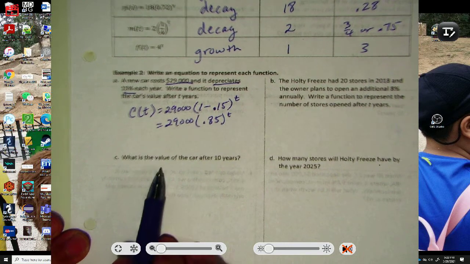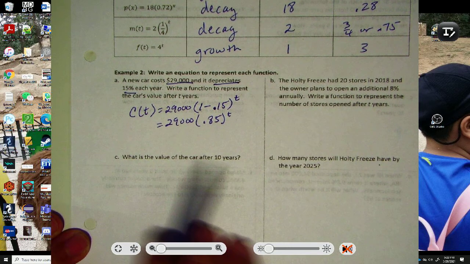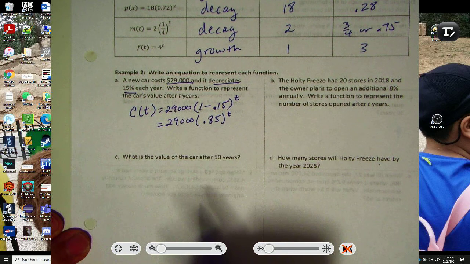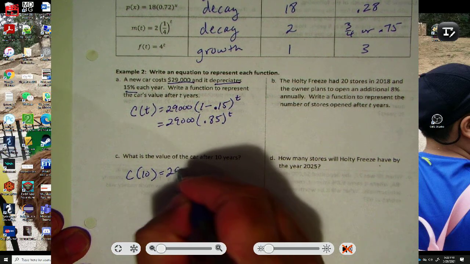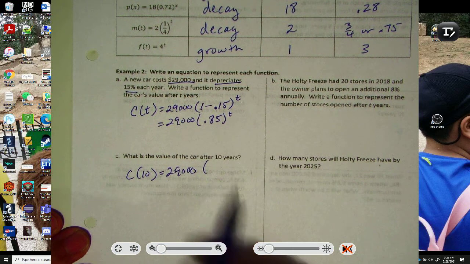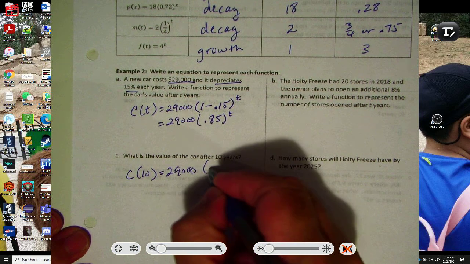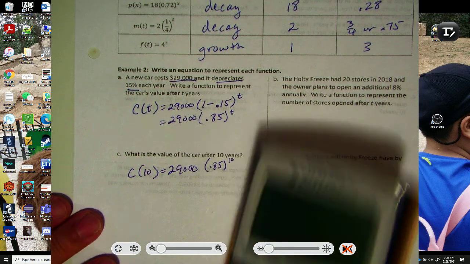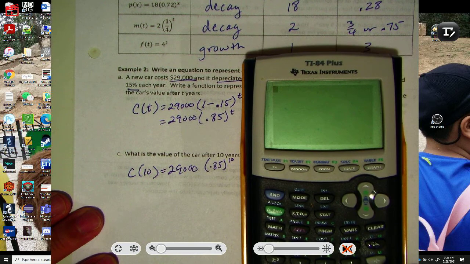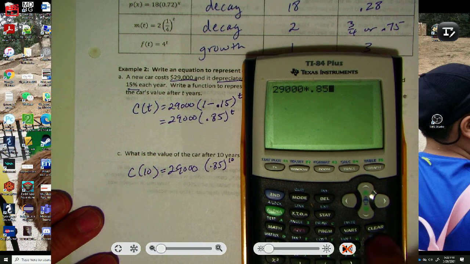What is the value of the car after 10 years? So we're going to use this formula, and we're going to plug 10 in. So C sub 10 equals 29,000, and plug 10 into this, so it's 0.85 to the 10th power. I do not expect you to do this by hand. Go ahead and put it into the calculator. So we're going to go 29,000 times 0.85 raised to the 10th power.